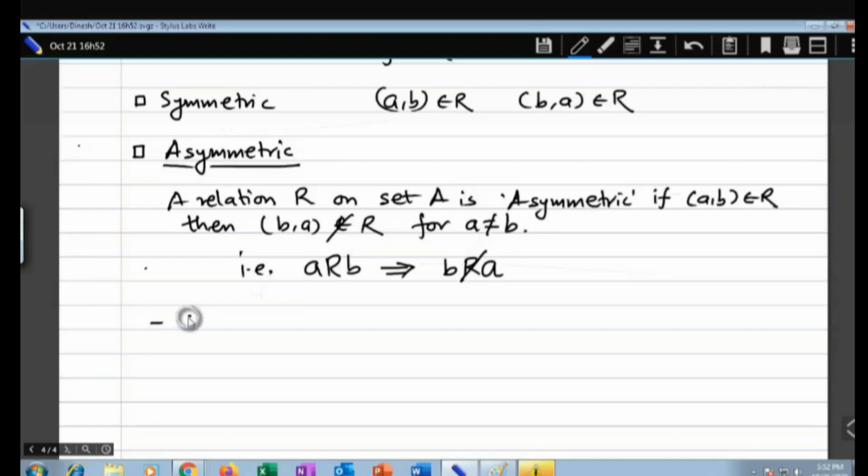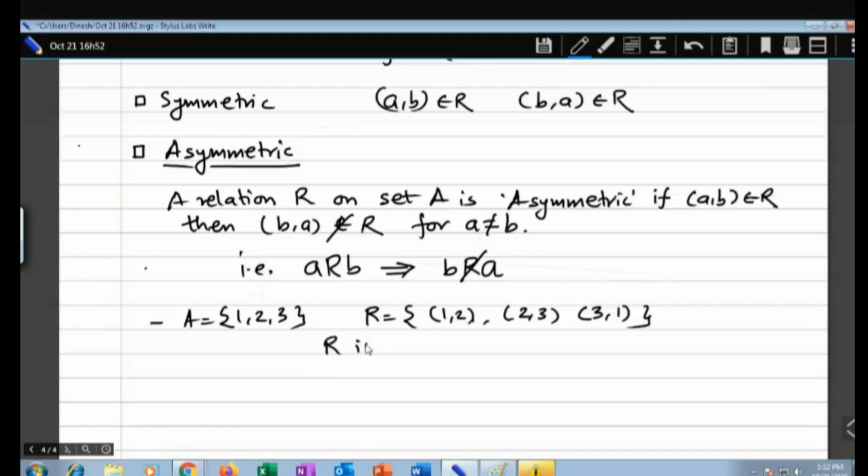So let's say again A is equal to 1 comma 2 comma 3, and R is equal to 1 comma 2, then 2 comma 3, and 3 comma 1. So 1 comma 2 is there but 2 comma 1 is not there, 2 comma 3 is there but 3 comma 2 is not there, 3 comma 1 is there but 1 comma 3 is not there. So now you can say R is asymmetric.